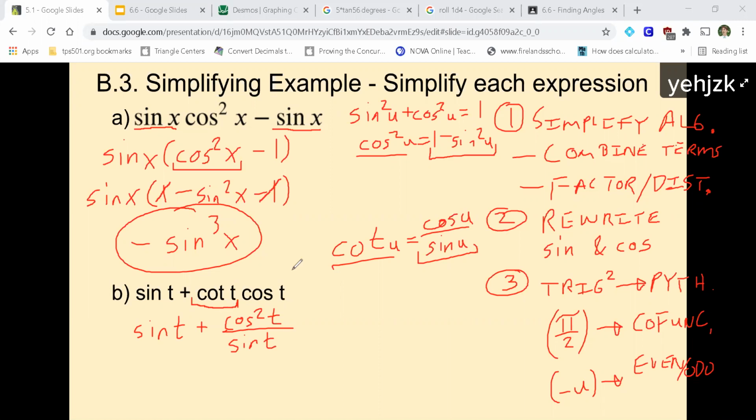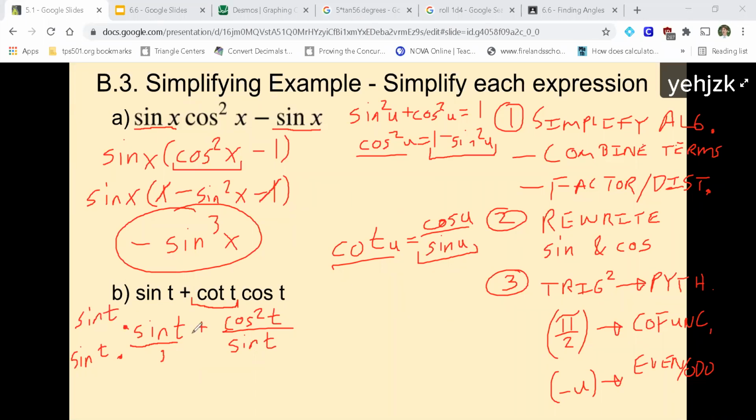And now I have two options of how I can continue this problem. One is I can combine these together by getting a common denominator. Or I notice that I have a cosine squared, so I can use my Pythagorean identity. Either choice you make, you will get the right answer. Let me show you how to combine these. So if I get them to have a common denominator, I need to multiply this denominator by sine. And I would have to do the same thing to the numerator.